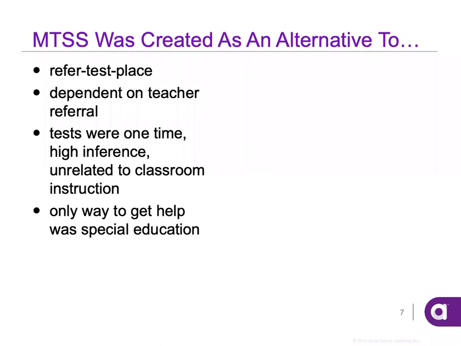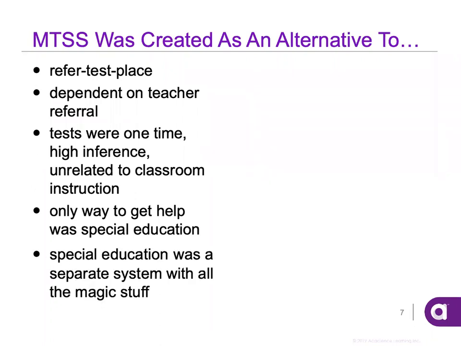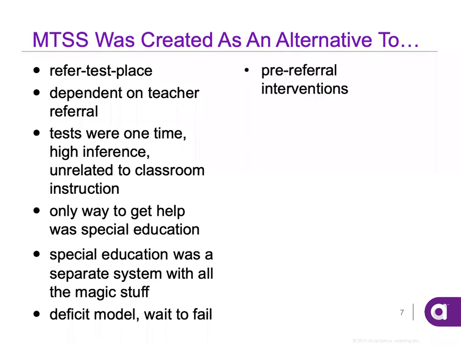Back in the day, the only way to get help often was through special education. And now what we want to be moving towards is having a system of support that all students can access regardless of their eligibility status for special education, that they can access from the point of need being identified, that they don't have to wait until they are behind to get that kind of support. So non-categorical service delivery is what we'll be discussing.